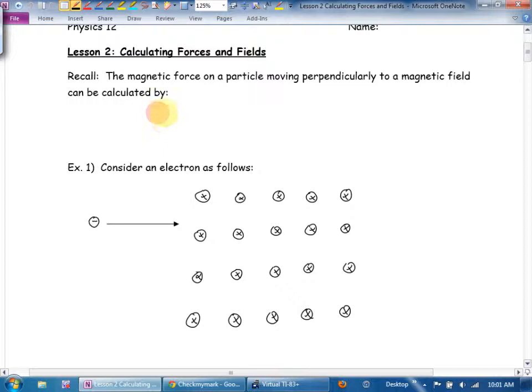And the force can be calculated by the magnetic force is equal to QVB. Oh, except Justin, I said, look, please make sure that your velocity and your magnetic field are perpendicular so that your right-hand rule works. Otherwise, your right-hand rule won't work and there is no force. If the velocity and the magnetic field are parallel, the charge won't experience a force.